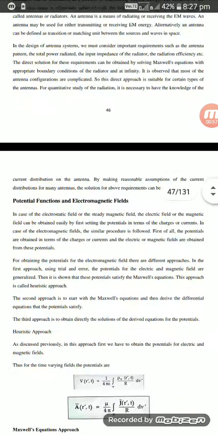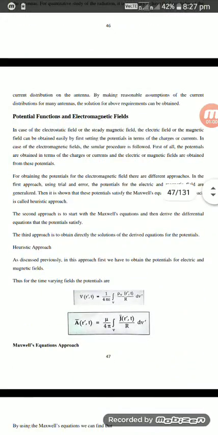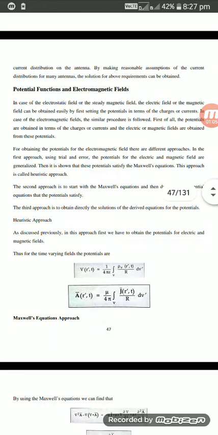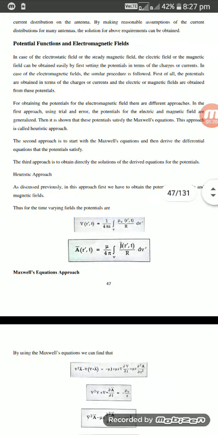Maxwell's equations. So first, given some electromagnetic fields, the potential functions are related to the electromagnetic fields. It totally depends upon the electric field or magnetic field. It can be obtained: first the potentials in terms of the charge and current, and then the electric and magnetic fields are obtained from the potentials.